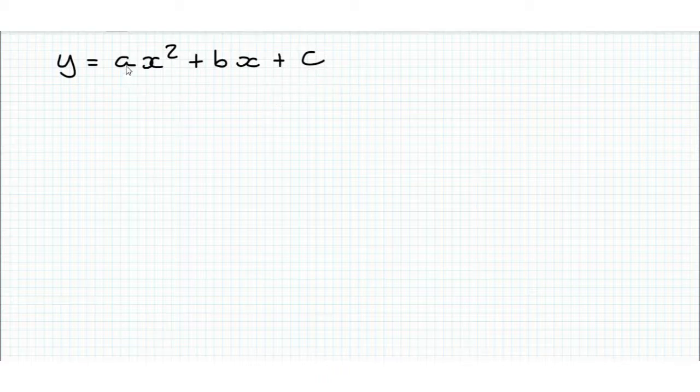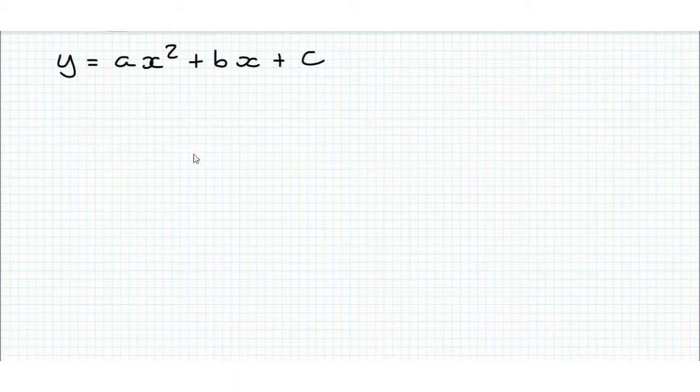The second thing is, when a is positive, we get a U shape. When a is negative, we get an N shape. Okay, so those are two things out of the way.